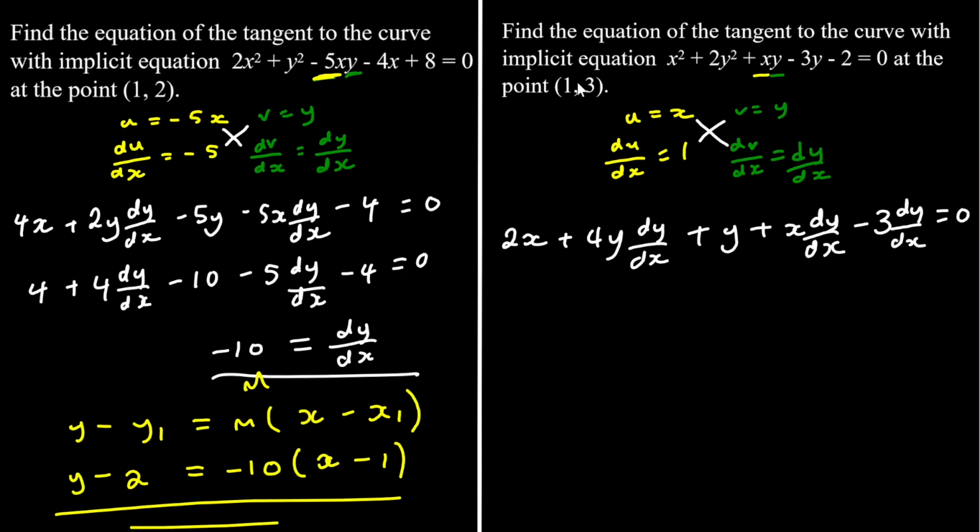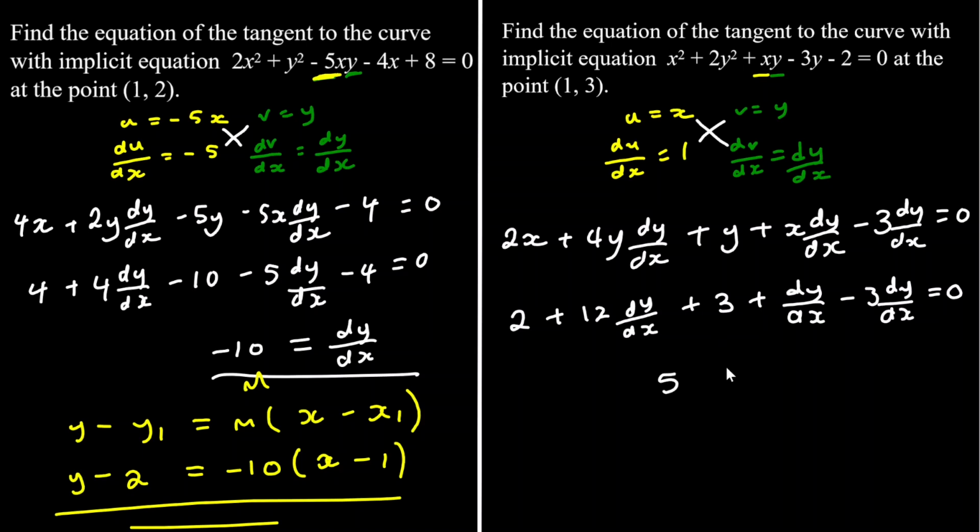Substituting in the (1, 3), that gives us 2 plus 12 dy/dx plus 3 plus dy/dx minus 3 dy/dx equals 0. Collect the like terms. So we have 5, and then we've got 12, 13, take away 3. So 10 dy/dx's. So take away 5 from both sides, divide by 10, dy/dx is minus a half.